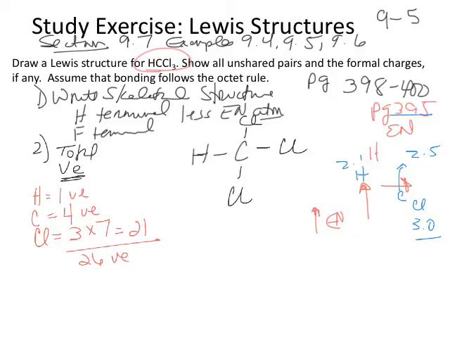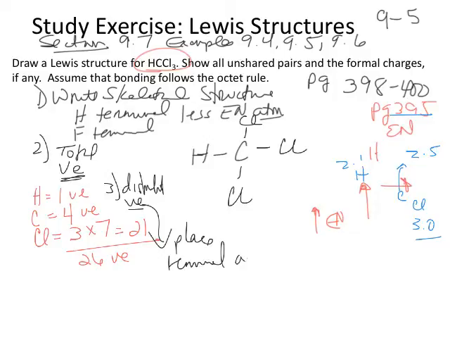So the third thing you need to do is distribute the valence electrons. You have 2 in each covalent bond, and then you place the rest on the terminal atoms. In hydrogen, you want to give it a duet. The other ones, you want to give them an octet. And then you go from there.